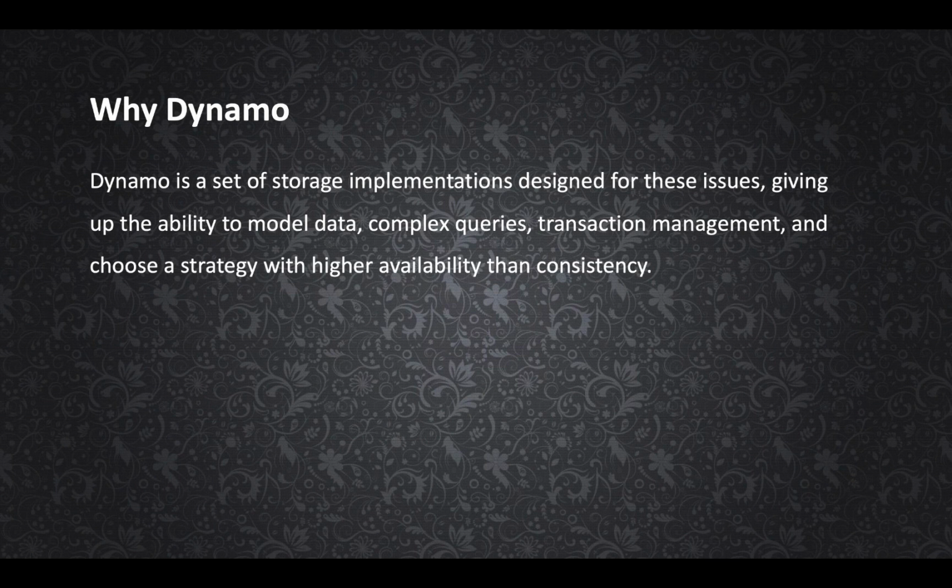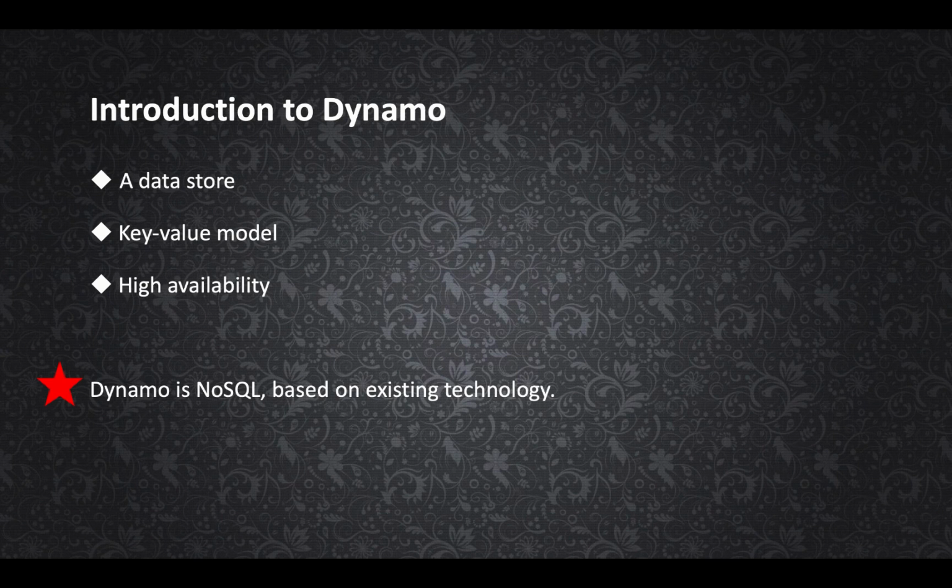Dynamo therefore adds a set of storage implementations designed for these issues, giving up the ability to model data, complex queries, and transaction management, and choosing a strategy with higher availability than consistency. More specifically, what is Dynamo? First, it's a highly available, high-performance data store from Amazon. Second, it gives up the ability to model data, and all data objects are stored using the simplest key-value model. Third, it sacrifices partial consistency in exchange for high availability.